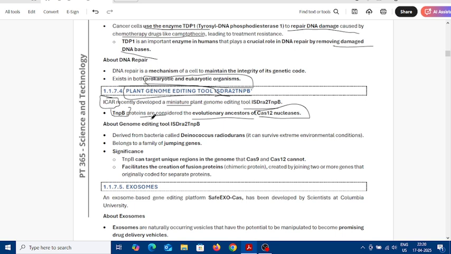Now about this tool, it is derived from a bacteria called Deinococcus radiodurans, which survives in extreme environment conditions. Do remember the bacteria name, it is Deinococcus radiodurans. And what editing tool has been made? It is ISDRA2TNPB by ICAR.